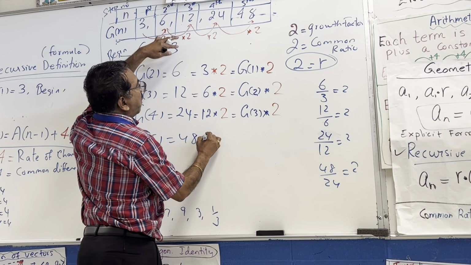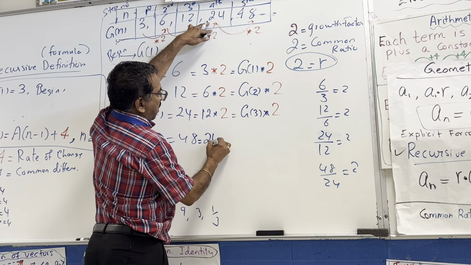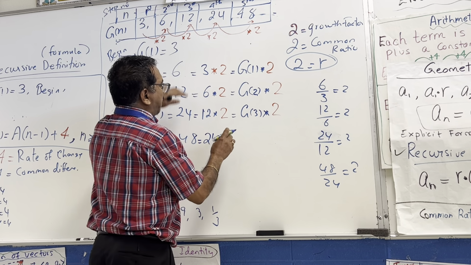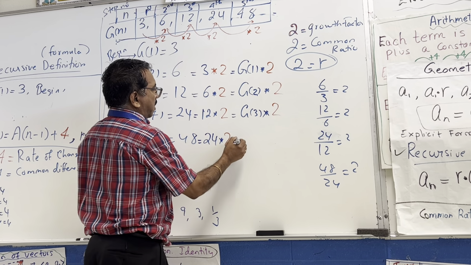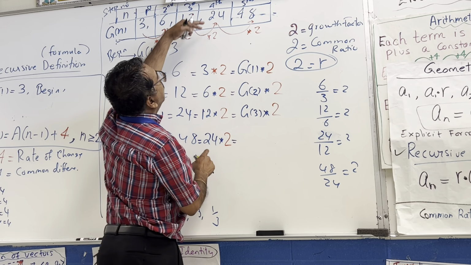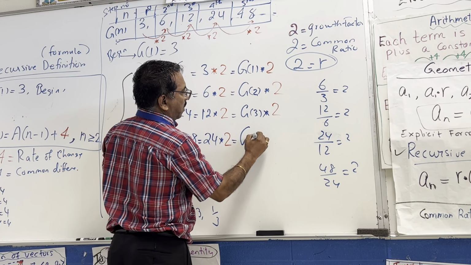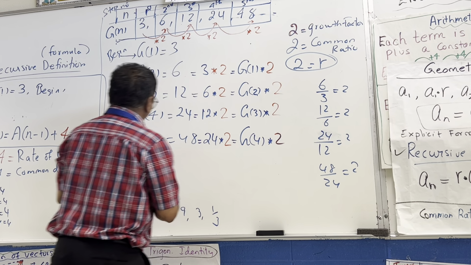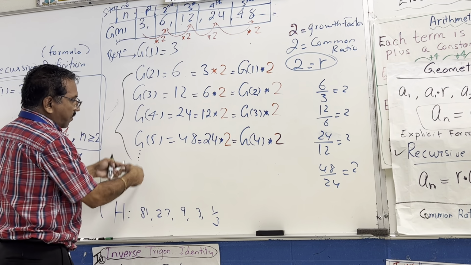And how did we get 48? From the previous number. I'm using the word previous one, so you're multiplying the previous by 2. And this 24 is at what position? It is G4, so G of 4. And likewise, we can write G of 6, G of 7, G of 8.